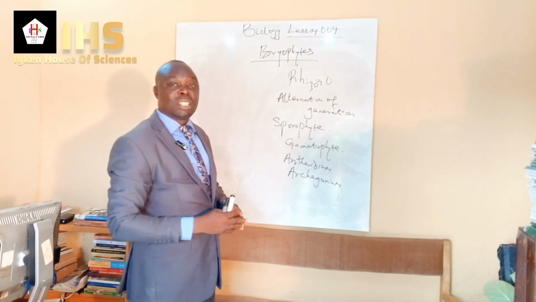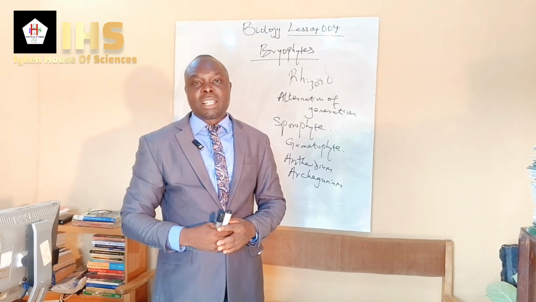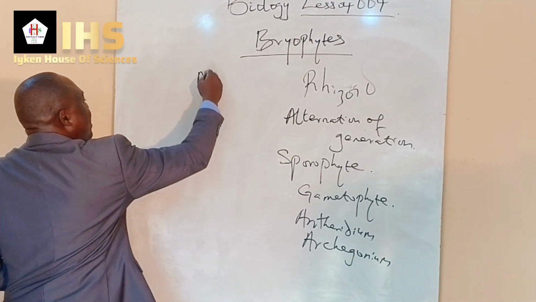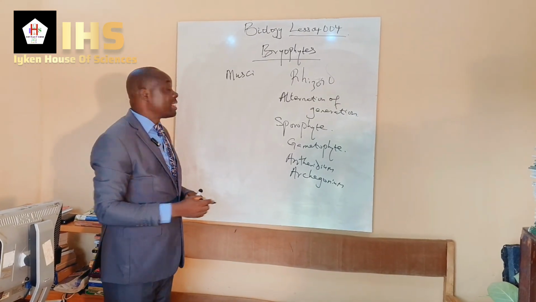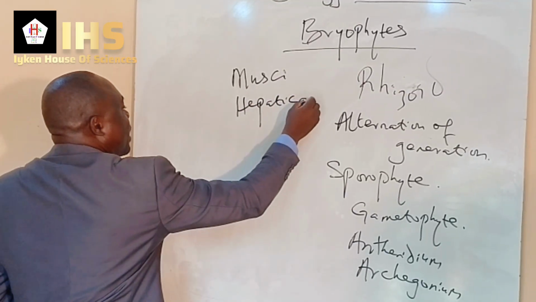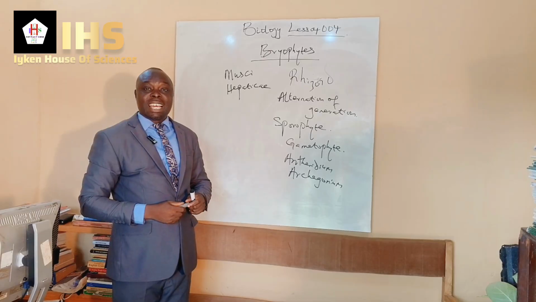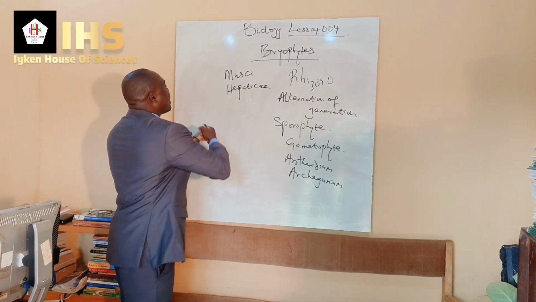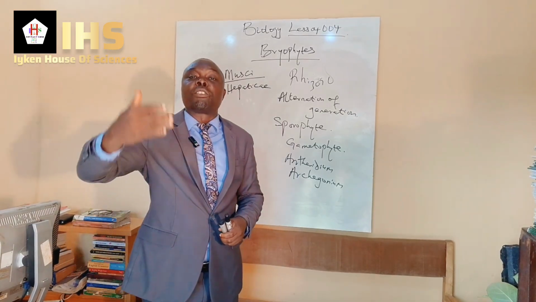We are going to discuss the two groups that make up the bryophytes. They are the musci and the hepatica. These are the two groups that make up the bryophytes. Let's look briefly at the musci. The musci are made up of the moss.